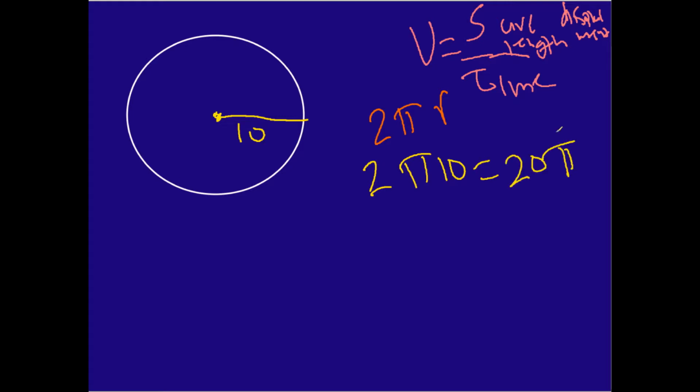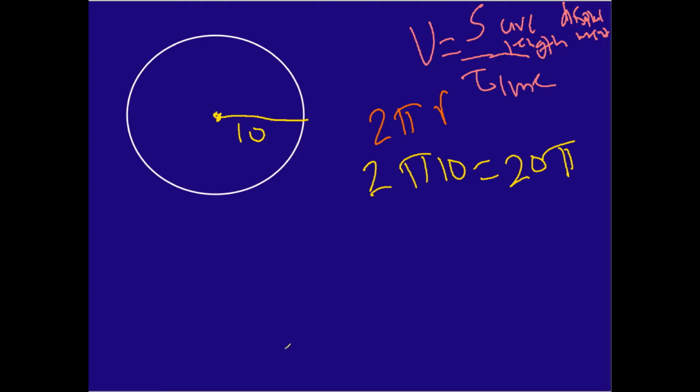Now, we need to know the time. In this example, whoever's traveling on our circle travels the entire distance in 1 second. We're going to keep this very, very simple. So it takes 1 second for it to spin all the way around.